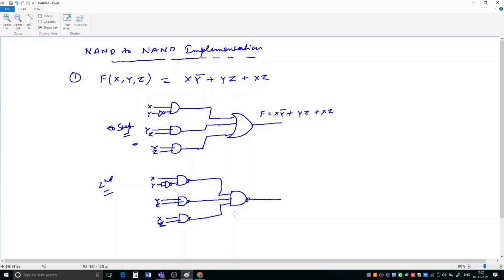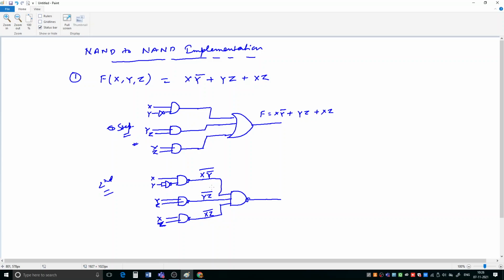Now let me explain whether we have got the correct output or not. Here x and y' we are passing to a NAND gate. So what we will get here, we will get (x y')' because this is a NAND gate. Then here we are passing y and z to a NAND gate. So here output will be (y z)'. Here x and z we are passing to a NAND gate. So here we will get (x z)'. Okay, at this step we will get this output.